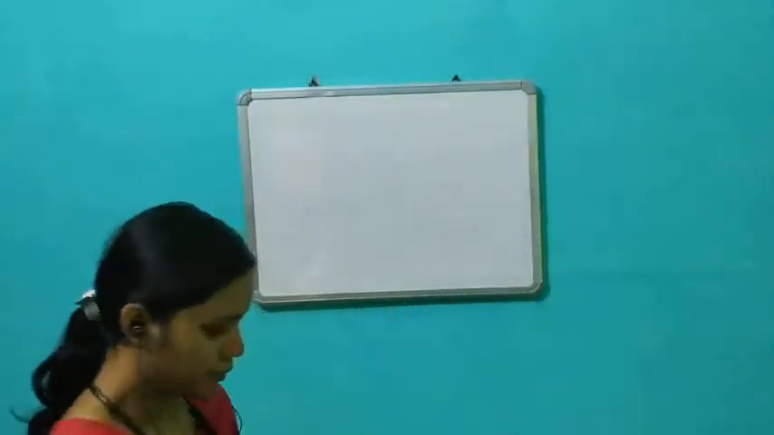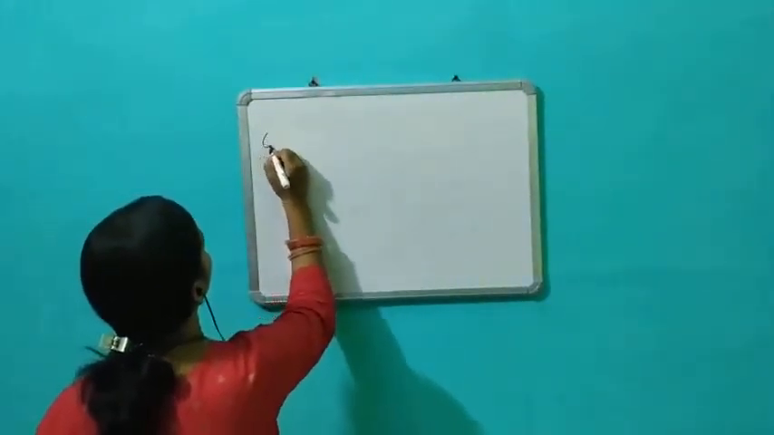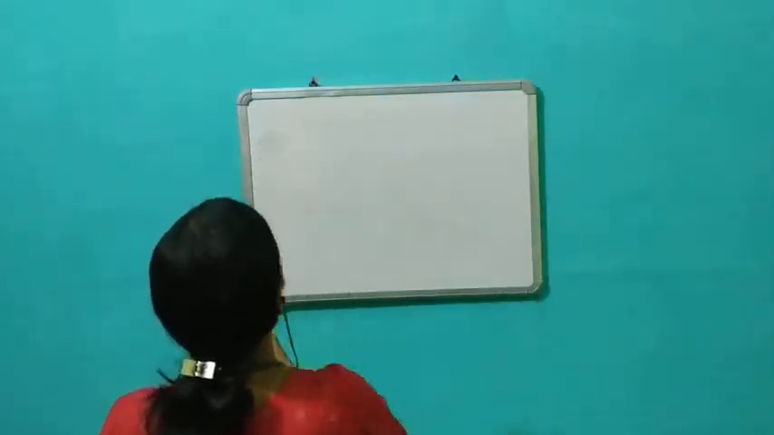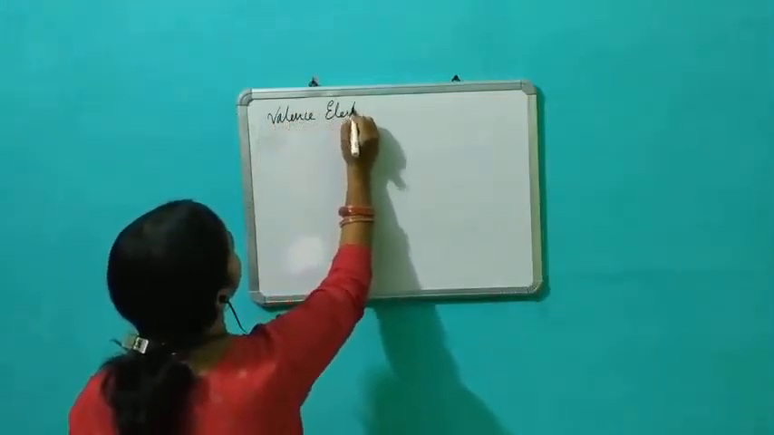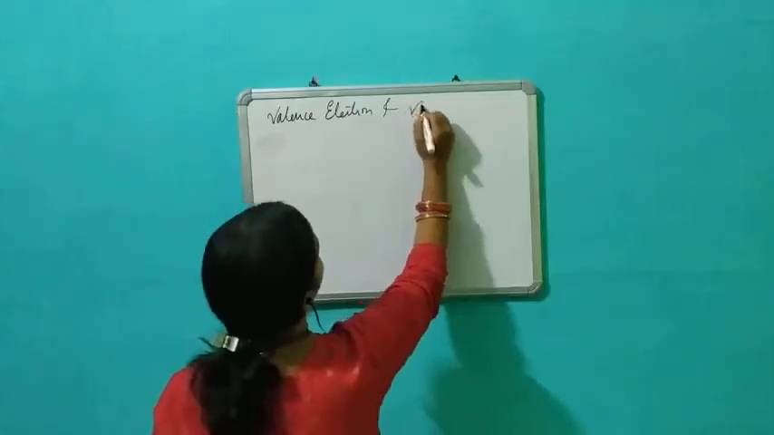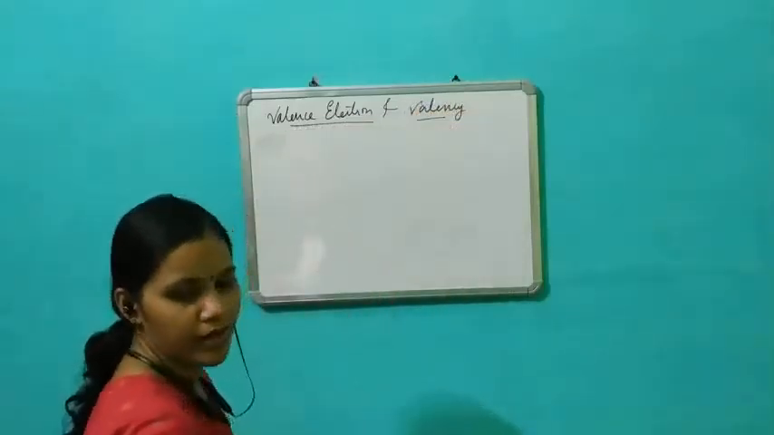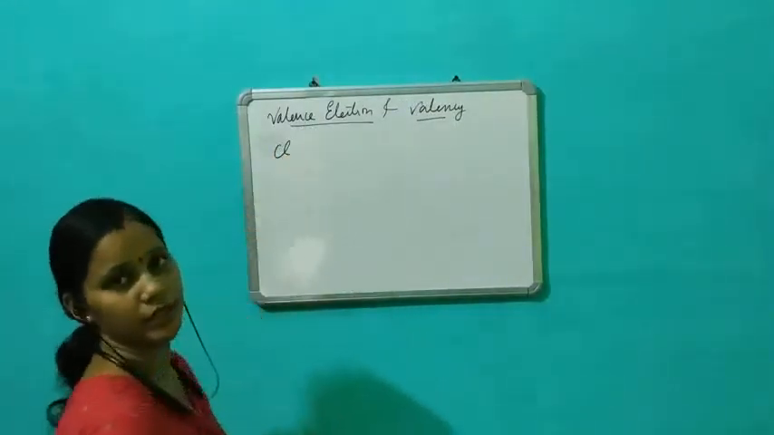For example, let us do some examples like chlorine. Let's give the heading first of all. So the heading is valence electron and valency. What is valence electron? For example, chlorine.